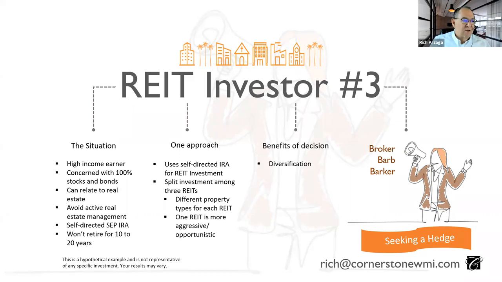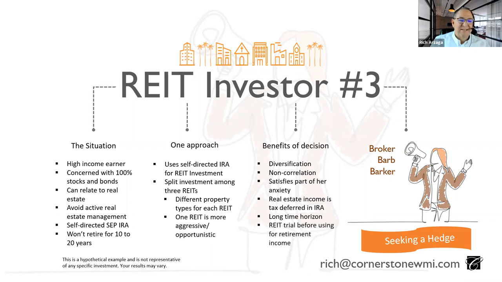The benefits are that she got diversification and the non-correlation. It satisfies her anxiety around being too concentrated, she wanted that hedge. So it satisfies the anxiety about being too concentrated in stocks and bonds. Real estate is an income that's tax deferred in her IRA account. And she's got a long time horizon. That 3 to 9 years will work out perfectly for somebody who will retire in 10 to 20 years.